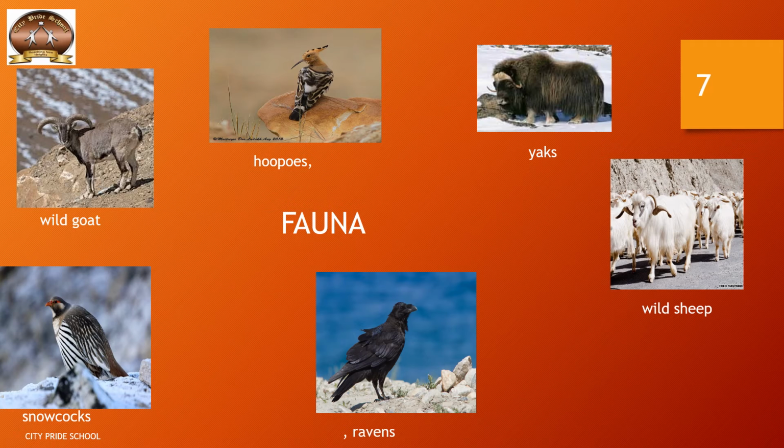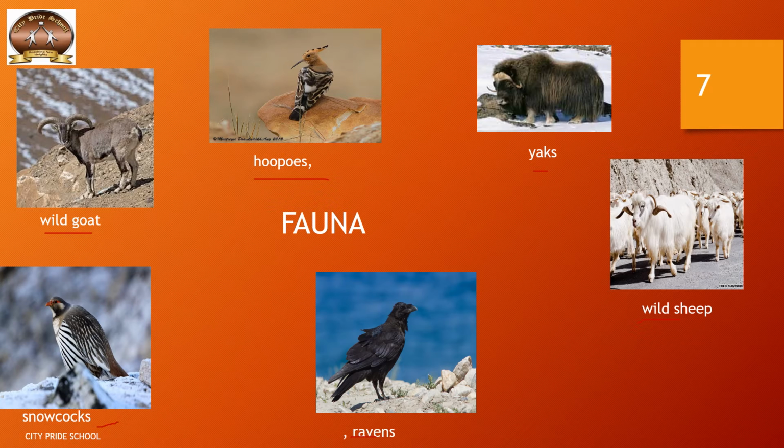And here is the fauna, that means the animals. Several species of birds are sighted in Ladakh, like robins. I'm showing you a few animals like wild goat, yaks, and wild sheep, and a few birds like hoopoes, ravens, and snowcocks. This is known as Tibetan snowcock. These are common birds found here, and some of these are migratory birds too. And animals, as I told, wild goats, wild sheep, and yak are these.